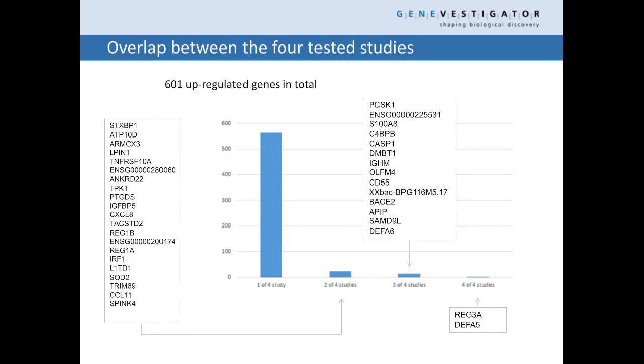So from 601 genes that are upregulated across all of these 4 studies, only 2 genes were found to be upregulated in all 4 of them. In 3 of the 4 studies there were 14 genes, and in 2 of the 4 studies we found 21 genes, but all the other approximately 560 genes were found to be regulated in only 1 of the 4 studies.